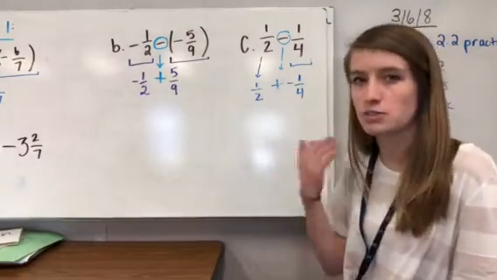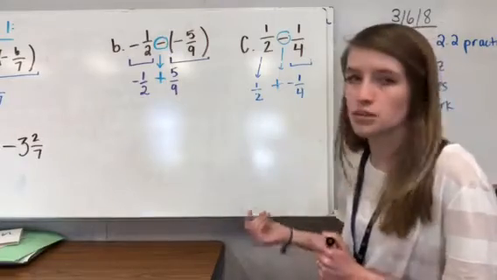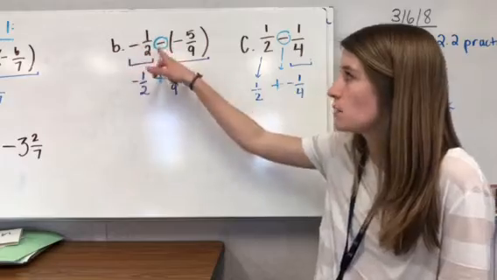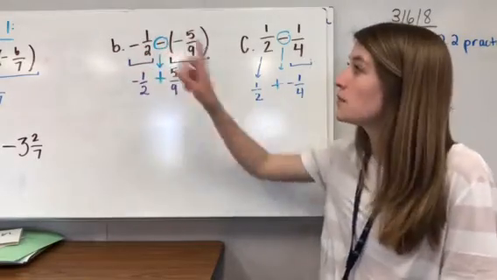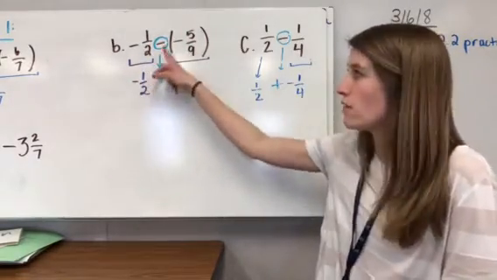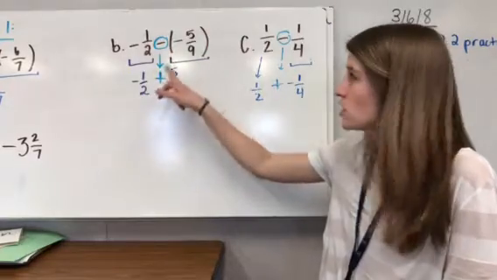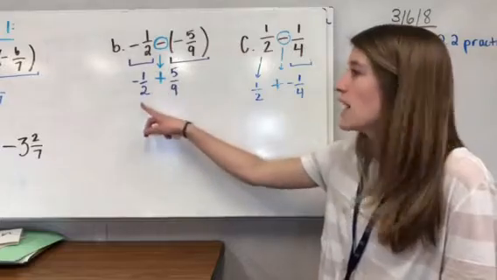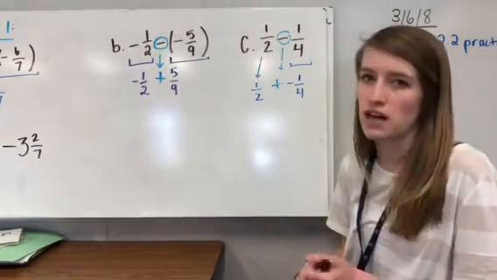Same steps. Instead of subtracting, we're going to add the opposite. This one will have one more step added to it. So we start with -1/2. We'll be subtracting -5/9. So I keep the -1/2. I change subtraction to addition. I change -5/9 to +5/9. Now I have -1/2 plus 5/9.